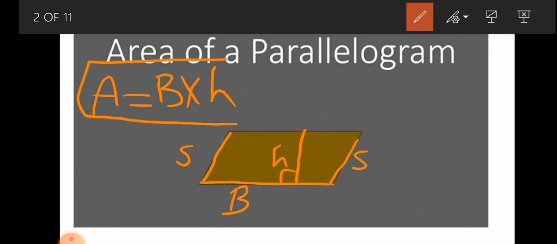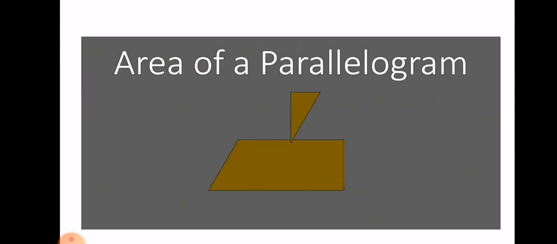In the formula of the area, it's base multiplied by height. The height should be from the top to the bottom, perpendicular to the base. The sides are not the height. Okay, to be the same as the rectangle. On the rectangle I'm measuring the width, which is perpendicular to the base, so here I have the same. Let's see the questions.